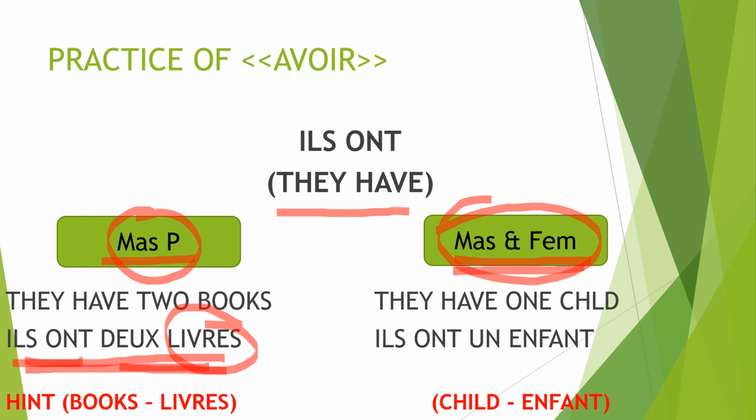Let's move on to this one now. Let's say you are talking about a couple and they have a child, and you're telling your friend that that couple has a child. You will say ils ont un enfant. They have one child, or they have a child.